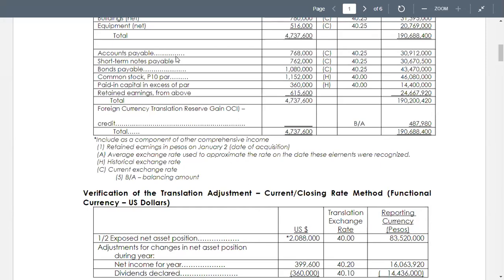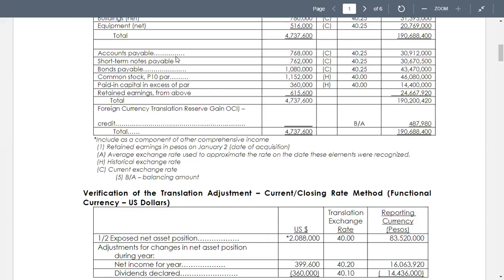So there are two rules with regards to non-monetary assets and liabilities. Those carried at past exchange prices or historical costs are translated by using historical or actual exchange rates. On the other hand, those carried at current or future exchange prices are to be translated at the current or closing exchange rates.